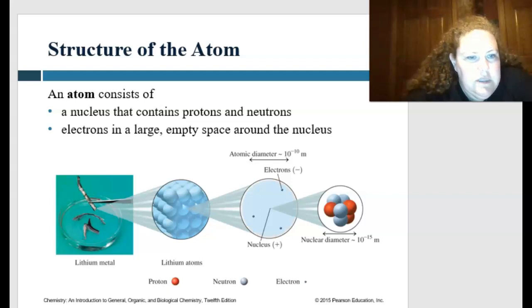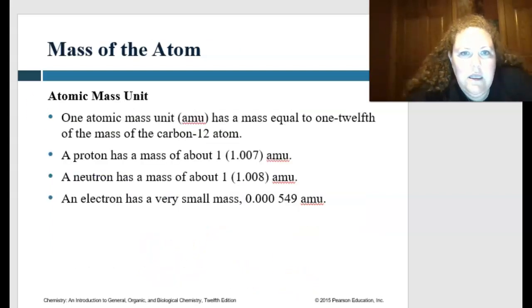So through some of these experiments, we were able to determine the structure of an atom. And so the atom consists of a nucleus that contains the protons and neutrons, and then the electrons are going to be in a large empty space that's surrounding or around the nucleus. So it's kind of an orbital, so they buzz around there. So just remember that our protons and neutrons are going to be in the center, and the electrons are going to buzz around on the outside.